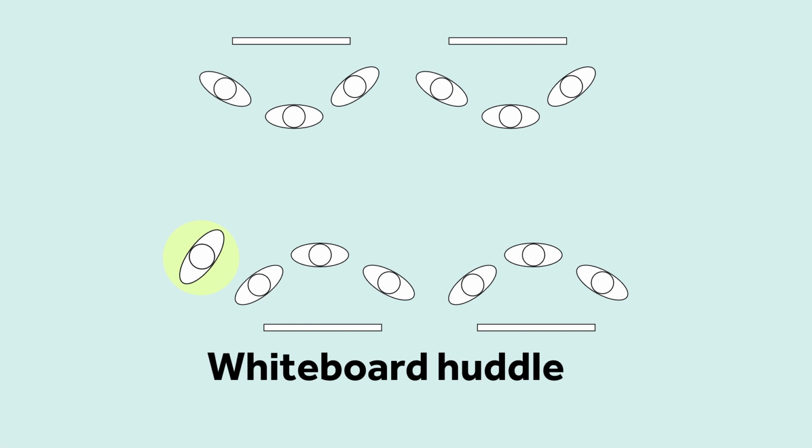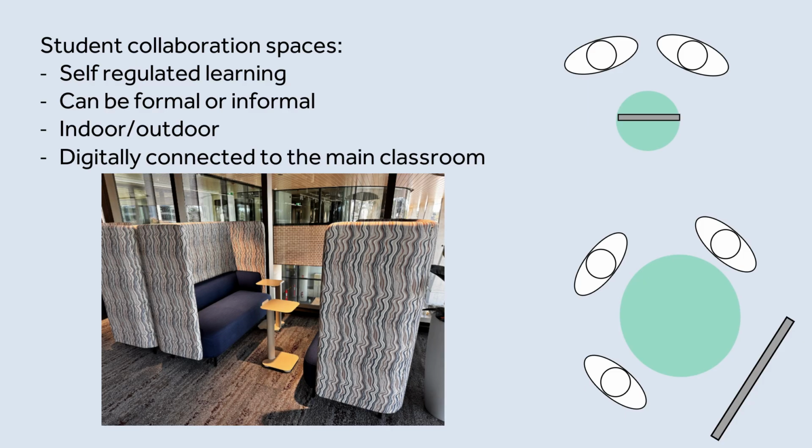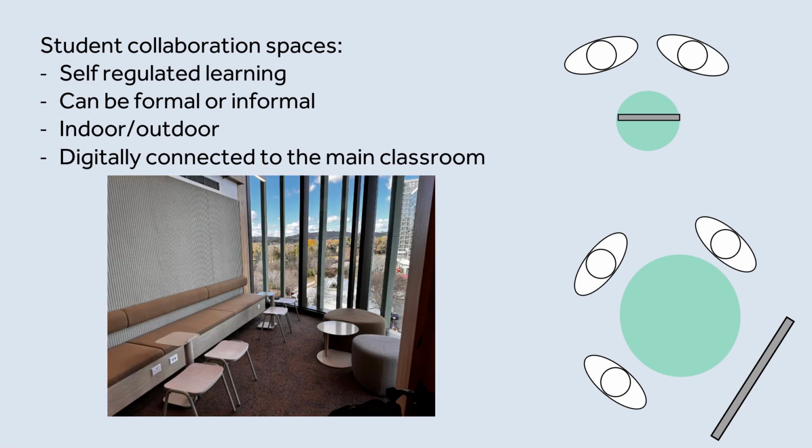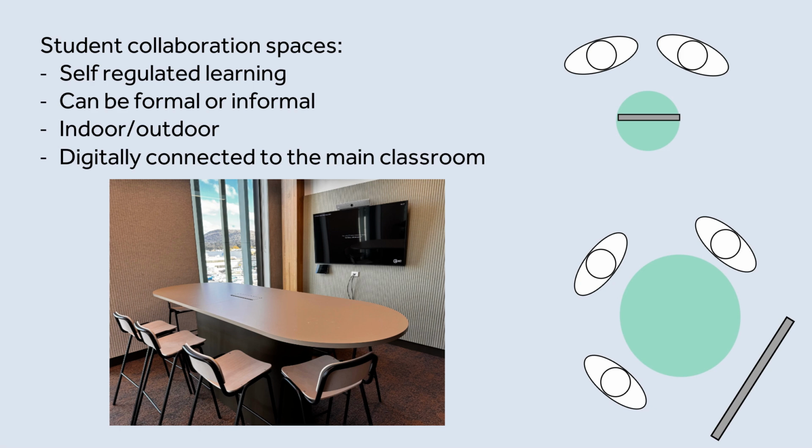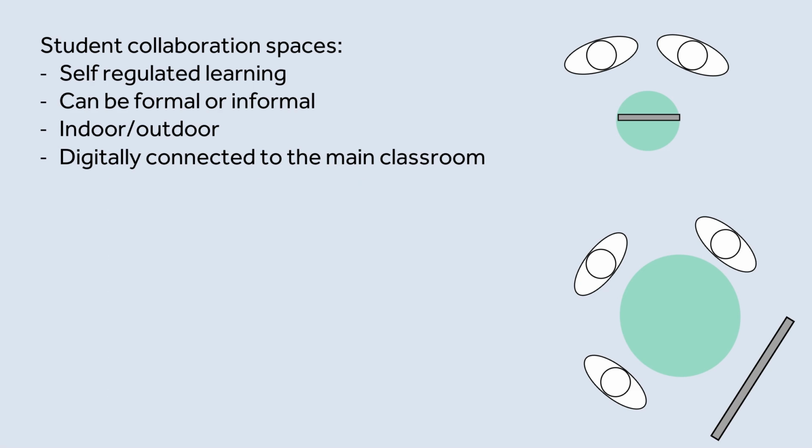Most general learning classrooms at CIT Woden have 4 whiteboard panels around the room, and so having whiteboard huddle groups is really good for students to be able to visualize their thinking in small group activities. And there's a range of student collaboration spaces around CIT Woden. This is really good for self-regulated learning. It can be formal or informal. You can even use outdoor spaces as well. And most of the collaboration spaces are digitally connected to the main classroom through a WebEx kit.